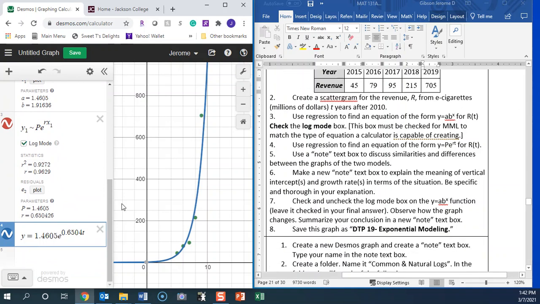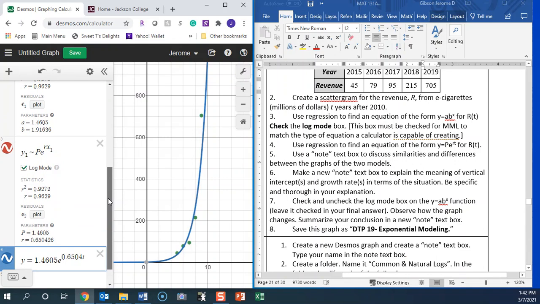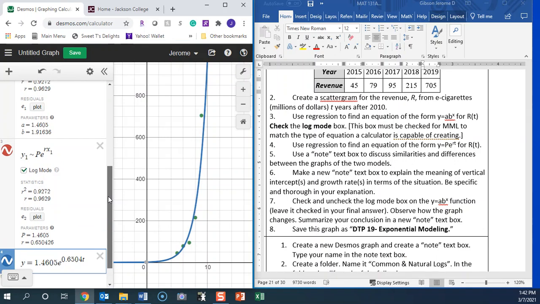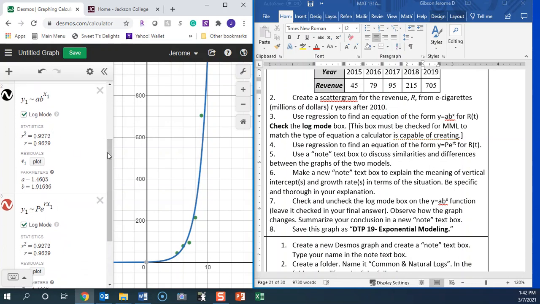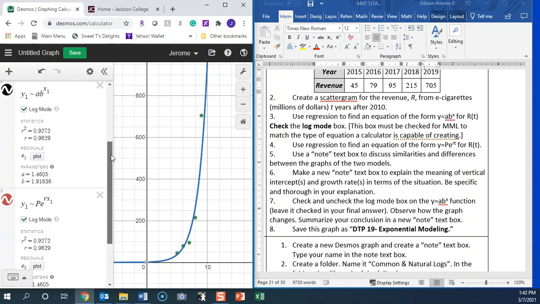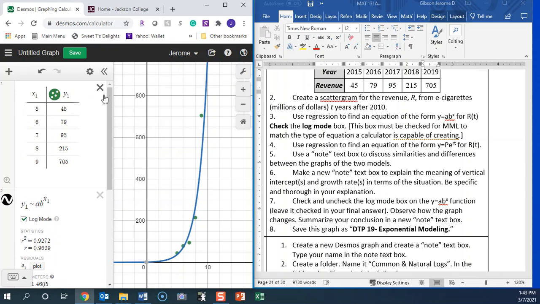Now, just a few key takeaways here, because this was just a general explanation of this. If you notice here that with all of these, when you have the log mode, you must click on your log mode. And then also do this like you have done with the previous exponential regression problems.